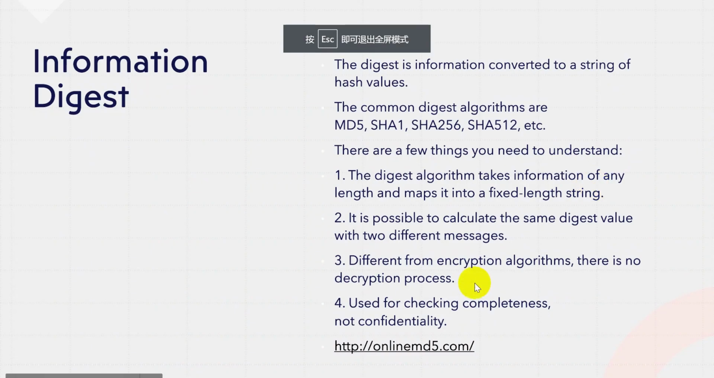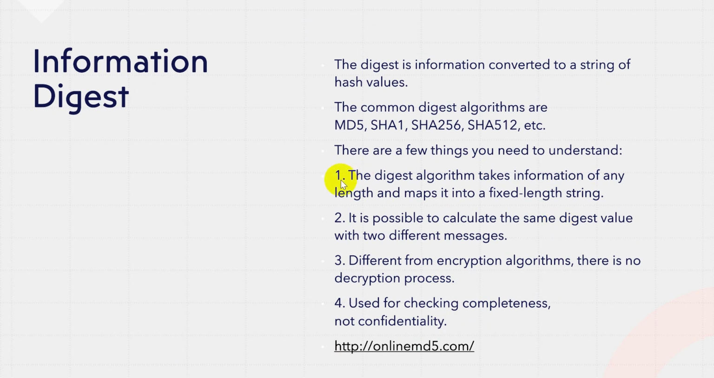It has a few main things that we need to understand. First, the digest algorithm takes information of any length and maps it into a fixed length string. So even if I just have one character in it, the string for hash will be a fixed length. And the same thing, if I have a 2000 word essay, it has the same length for hash too. Second, it is possible to calculate the same digest value with two different messages. It is very rare, but it's possible for two messages that are different to have the same hash value.